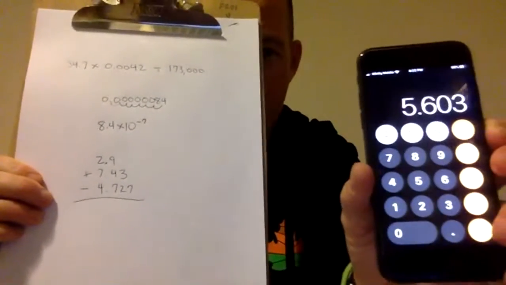So I'm just going to do the math real quick here. 2.9 plus 7.43 minus 4. I'm bad at calculators, apparently. Let me try this again. 4.727. So the answer that I get is 5.603. Now, the measurements that I had, I'll just put this up right next to the screen.